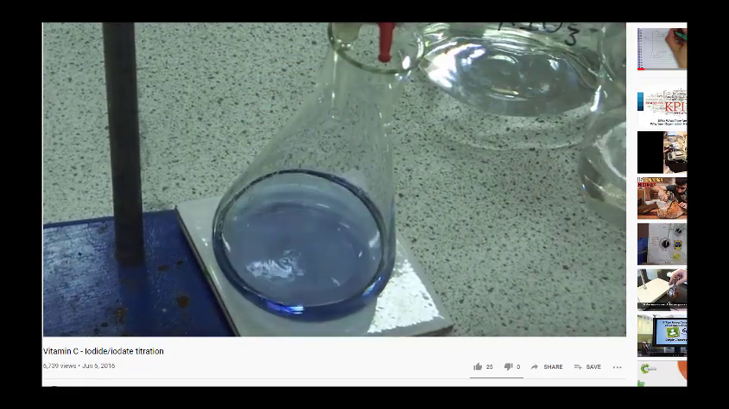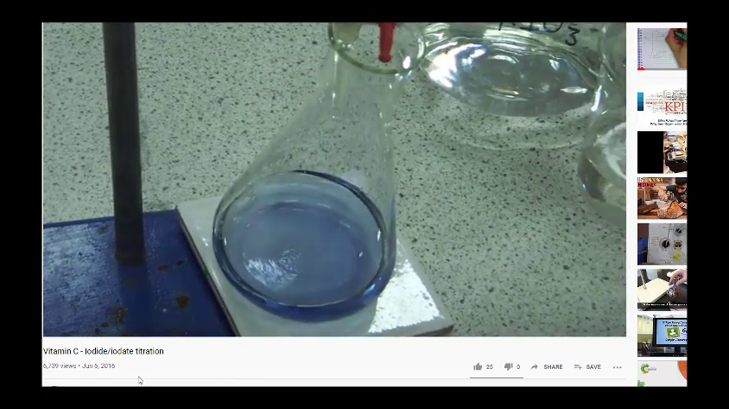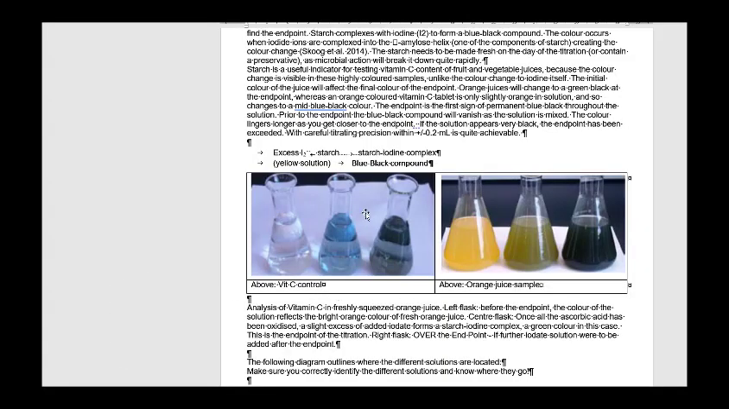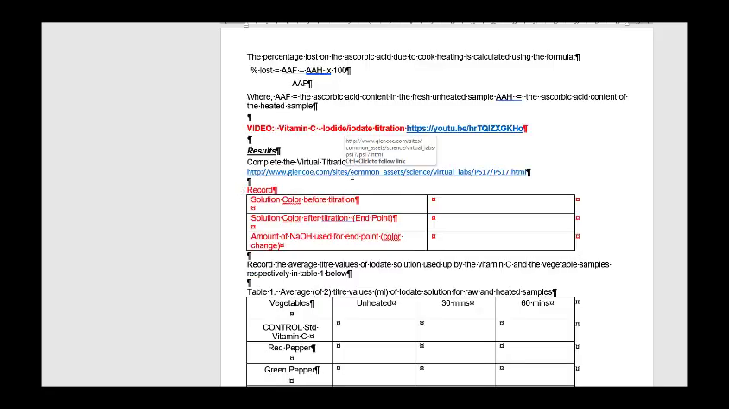And how about that? That's at 27. All right, so that's very similar to the endpoint we're expecting for our experiment. Okay, so we can't do the real titration, but instead what I'd like you guys to do is please have a go at this virtual titration. So just follow this link here.